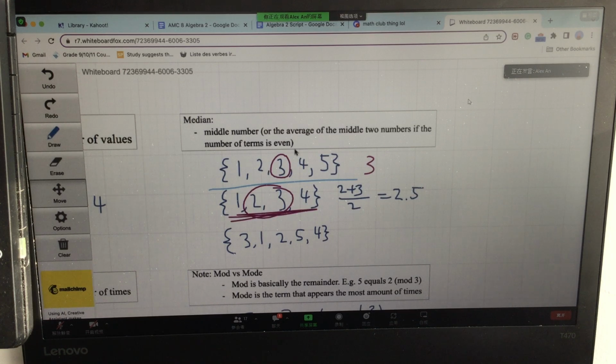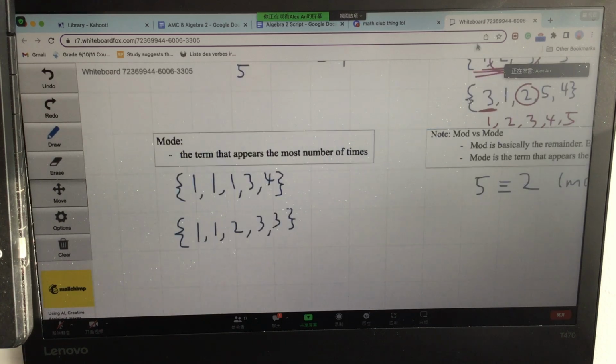There's a really important thing you need to know about median: the list has to be arranged, sorted in increasing order first. For example, here it looks like the median is 2, but it's actually 3, because if we put this in order, we would get 1, 2, 3, 4, 5. So the median is actually 3. For median, it has to be in order first. You can't just take the middle number; you have to check that it's in increasing order first.